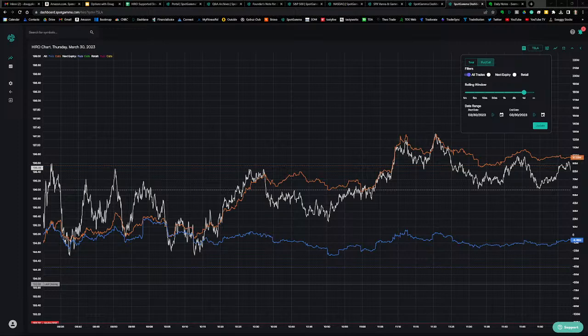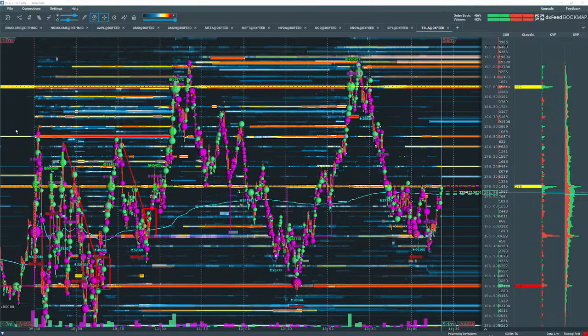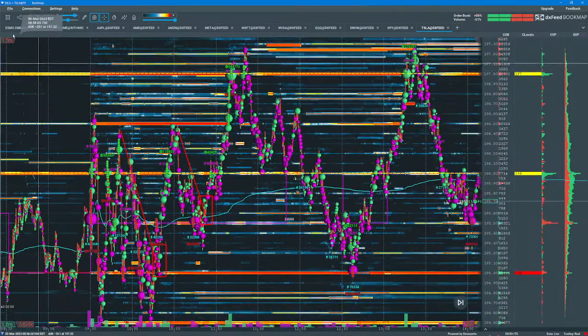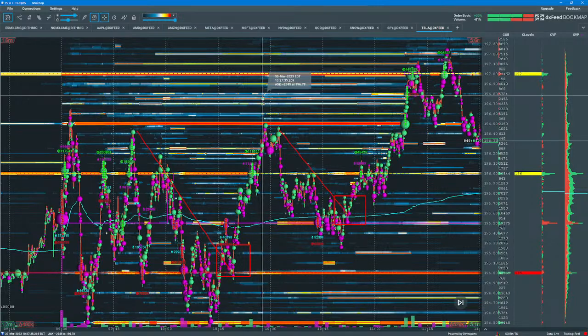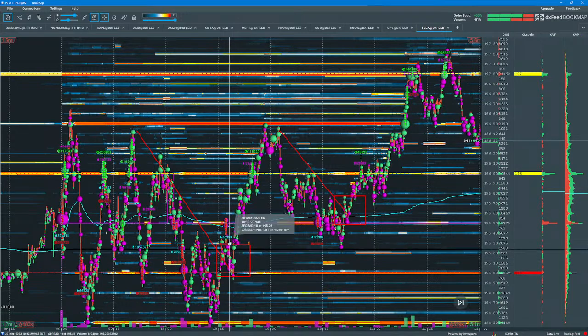So let's go to Bookmap, take a look at Tesla first. So there's Tesla, and let's zoom in on the morning session here. Pretty choppy, but general uptrend. Here's the first trend break and a move higher. That's the one at 10:15.